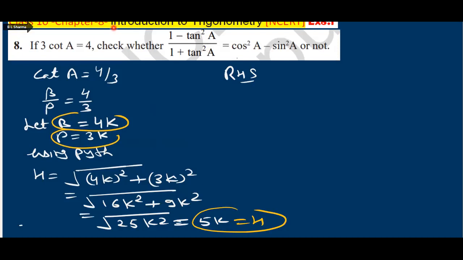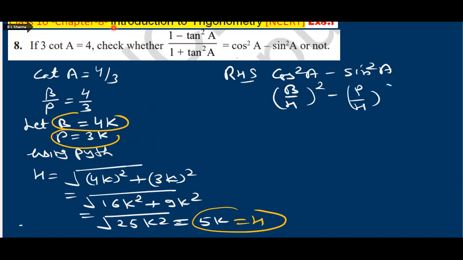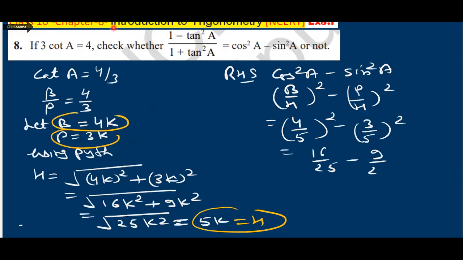Right hand side is cos square A minus sin square A, means base upon hypotenuse square minus perpendicular upon hypotenuse square. Base is 4/5 whole square minus 3/5 whole square. That is 16/25 minus 9/25.